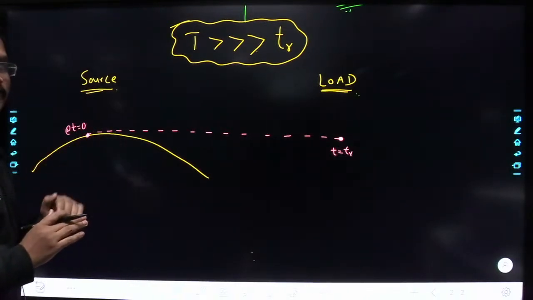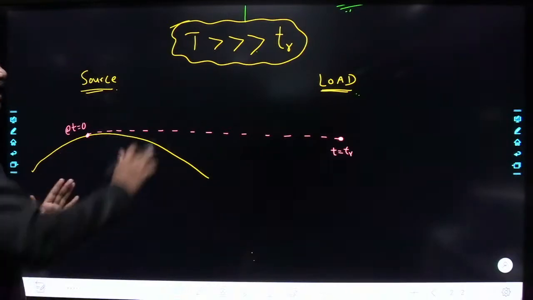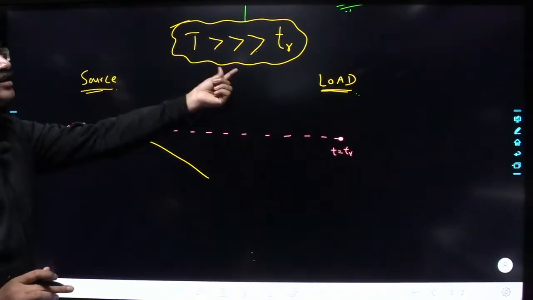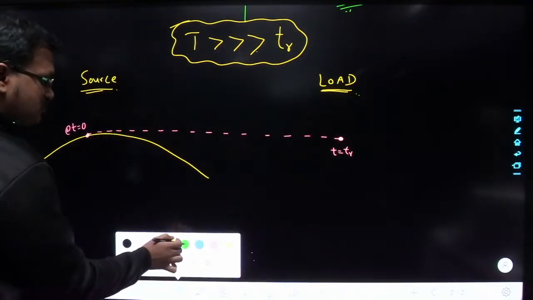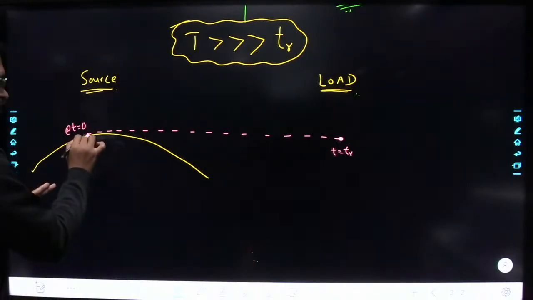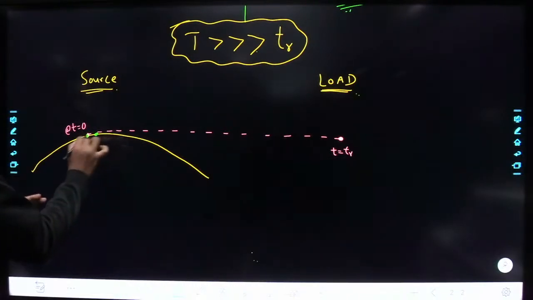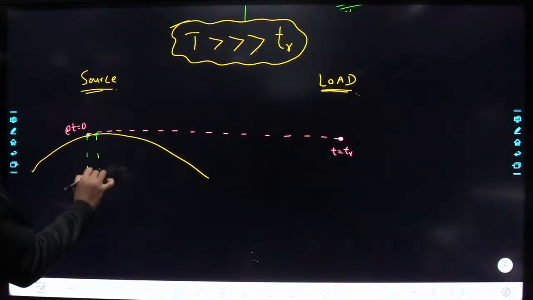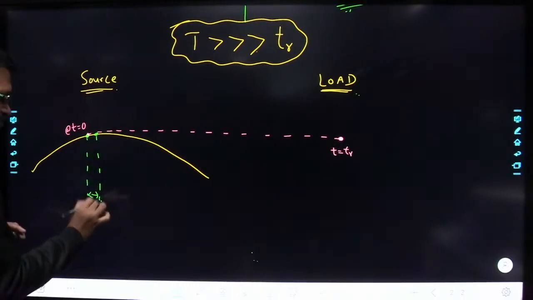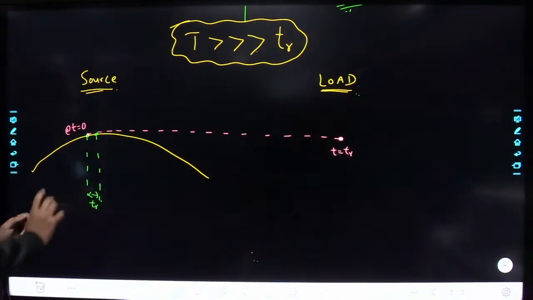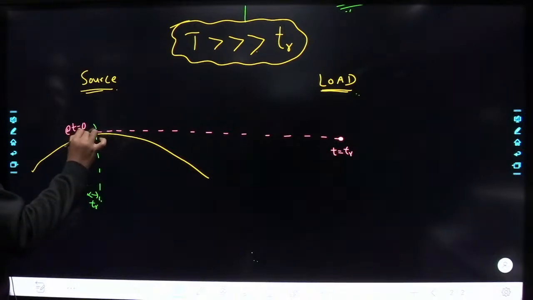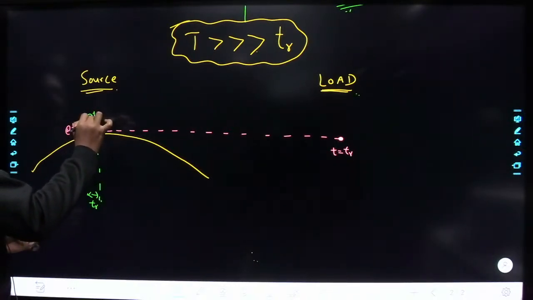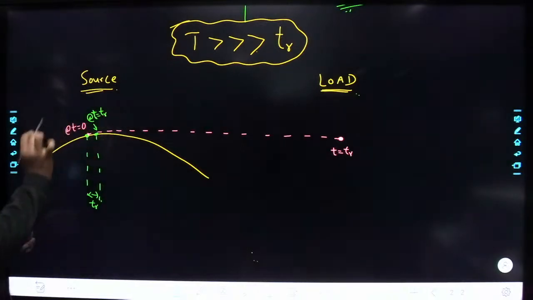See, the signal is varying very slowly, and the time period of the signal is very much greater than the transit time. So within this TR seconds, the signal may move only from here to here, so almost it has the same value. Let us assume the time from here to here is TR seconds. Within TR seconds the signal has changed from this value to this value. This is at T equal to TR.